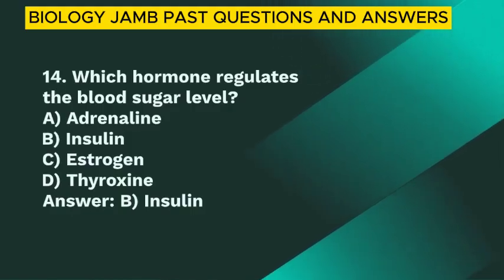Question number 14. Which hormone regulates the blood sugar level? A. Adrenaline, B. Insulin, C. Estrogen, D. Thyroxine. The answer is B, which is insulin.